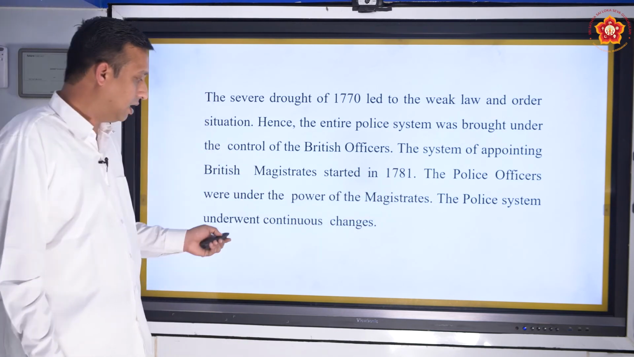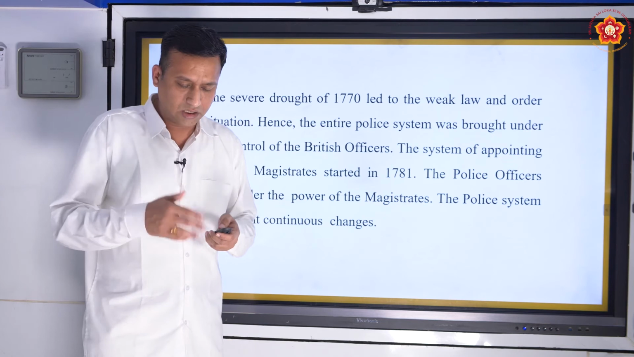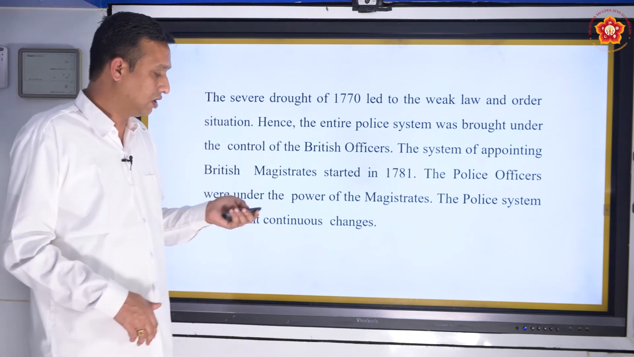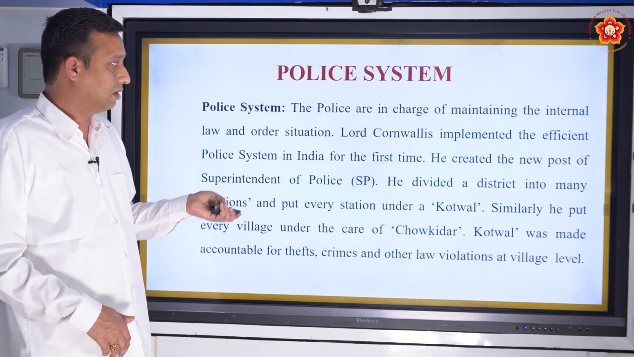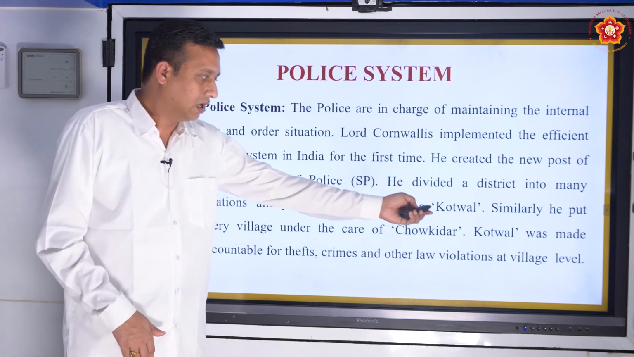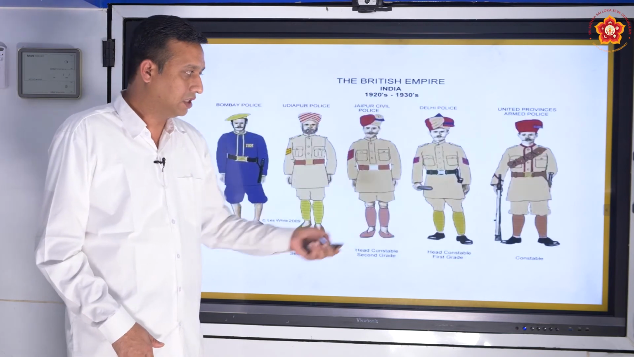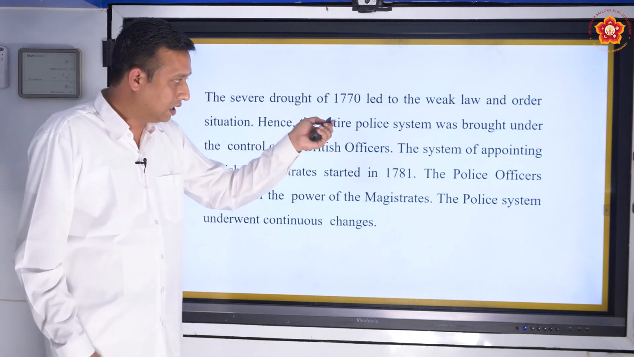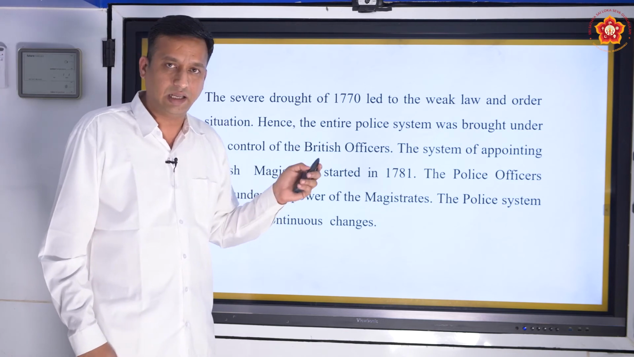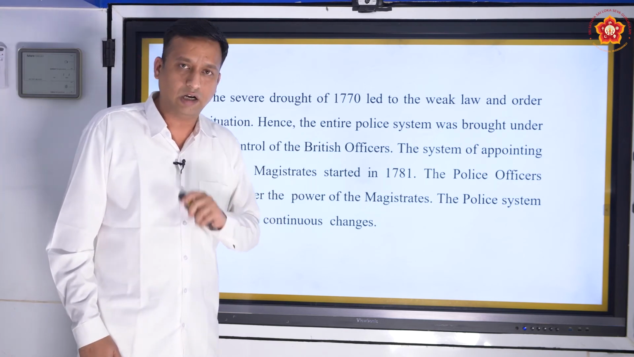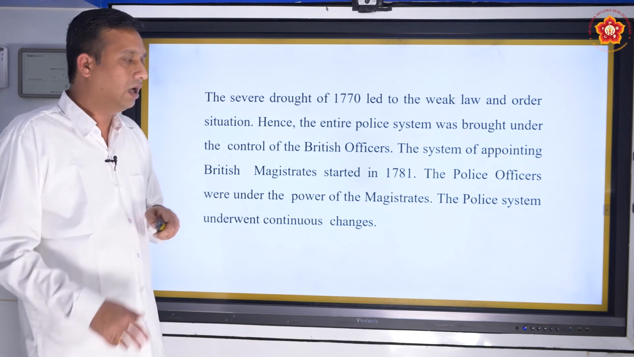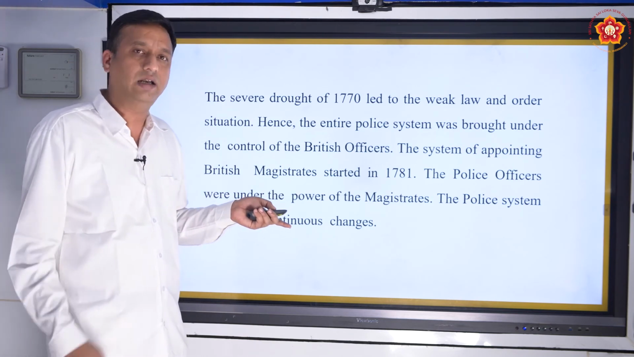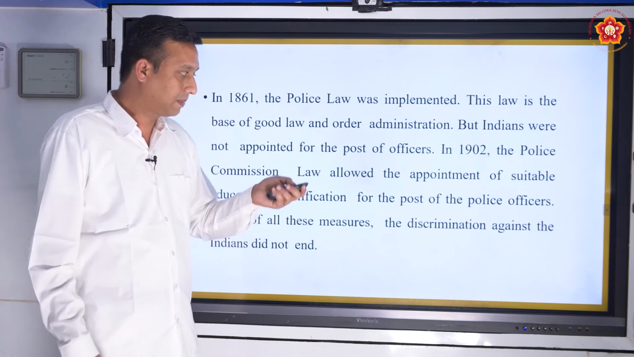The police system underwent continuous changes depending on the situation. So they brought in a lot of changes. This was about the police system. As I told you, SP, Kotwal, Chowkidar, these are the different uniforms. Due to the drought situation of 1770, there was a total law and order problem. So the British brought all the system under their control, and the district magistrates were appointed. Under him there was the police system.